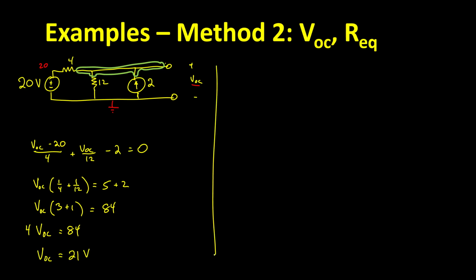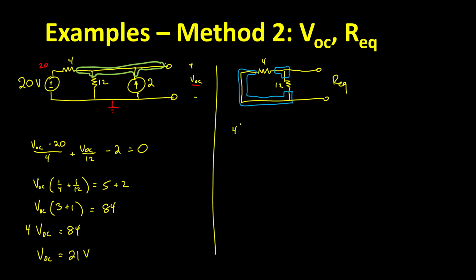The second part of method 2 involves zeroing our sources. A 0 volt voltage source is a short, a 0 amp current source is an open, and we want to find the equivalent resistance between those two terminals. It should be pretty clear that those two terminals share both a top right side node, but they also share a bottom left side node. So they are in parallel.